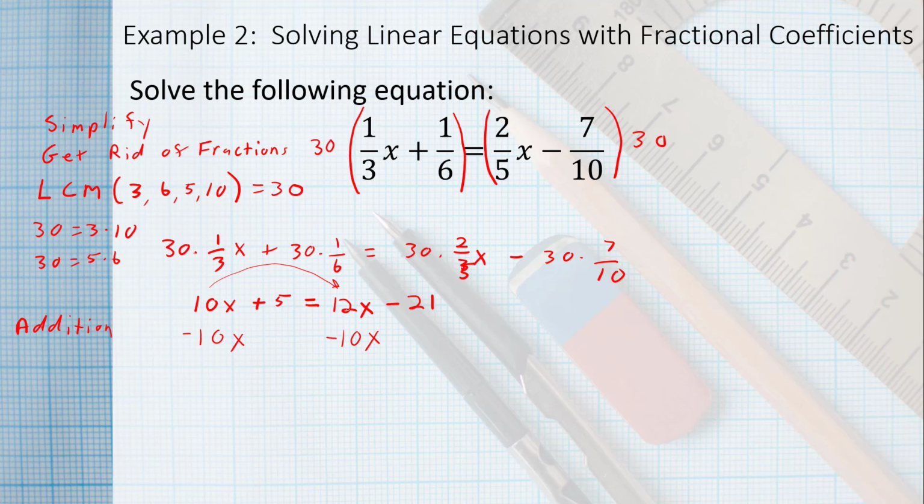And then, since we have all the x terms over here, we want the constant terms to be over here, which involves moving the negative 21 over there. And we can do that by adding 21 on the right-hand side. And if we're going to add 21 on the right-hand side, we've got to do the exact same thing on the left-hand side.